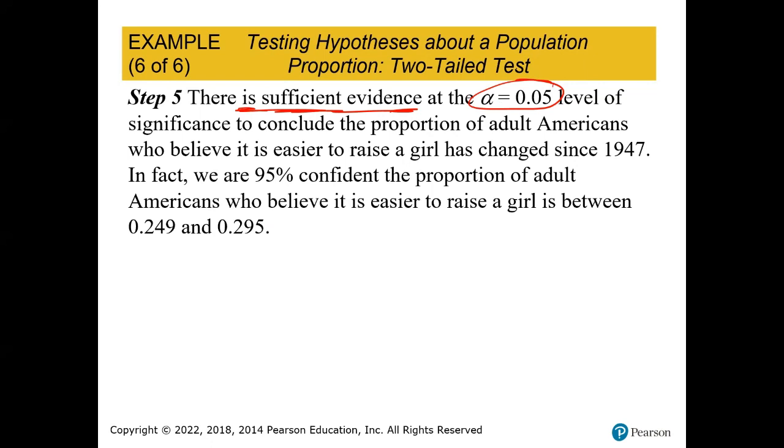How does this relate? Well, this relates to what we just did in chapter 3. I could use a 95% confidence interval to compare the results here. A 95% confidence interval for the proportion of adult Americans who believe it's easier to raise a girl would be between 0.249 and 0.295. So my 95% CI is 0.249 to 0.295.